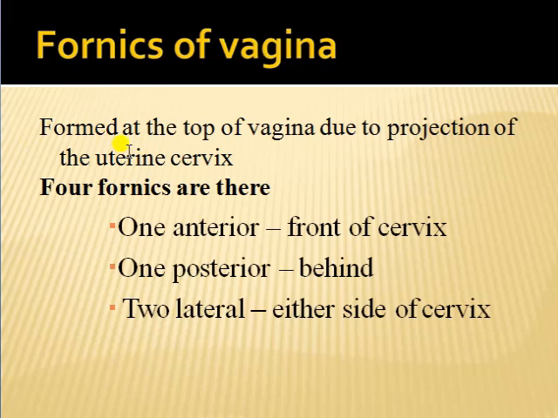Fornix of the vagina is formed at the top of the vagina due to the projection of the uterine cervix. So four fornices are there: one anterior, in front of the cervix; one posterior, behind; and two lateral, on either side of the cervix. These are the fornices of the vagina.